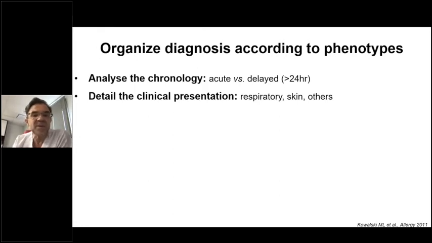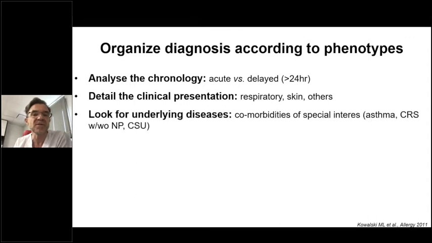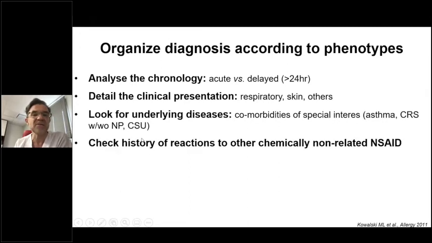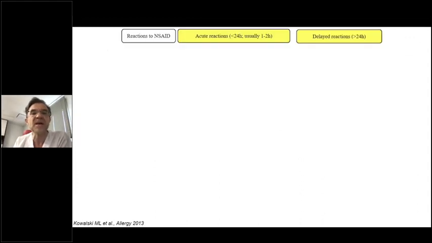As I said in the beginning, by analyzing the chronology, acute versus delayed, the clinical presentation, respiratory versus skin versus others, we need to look for those specific underlying diseases that I talked about: asthma, chronic rhinosinusitis with or without nasal polyposis, and chronic spontaneous urticaria. We need to check reactions to other chemically non-related NSAIDs.